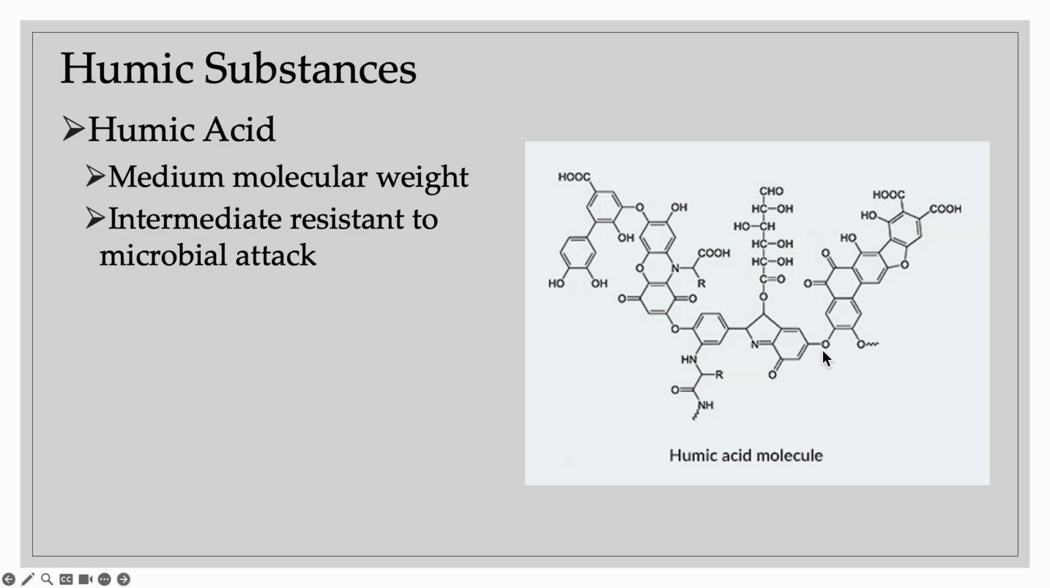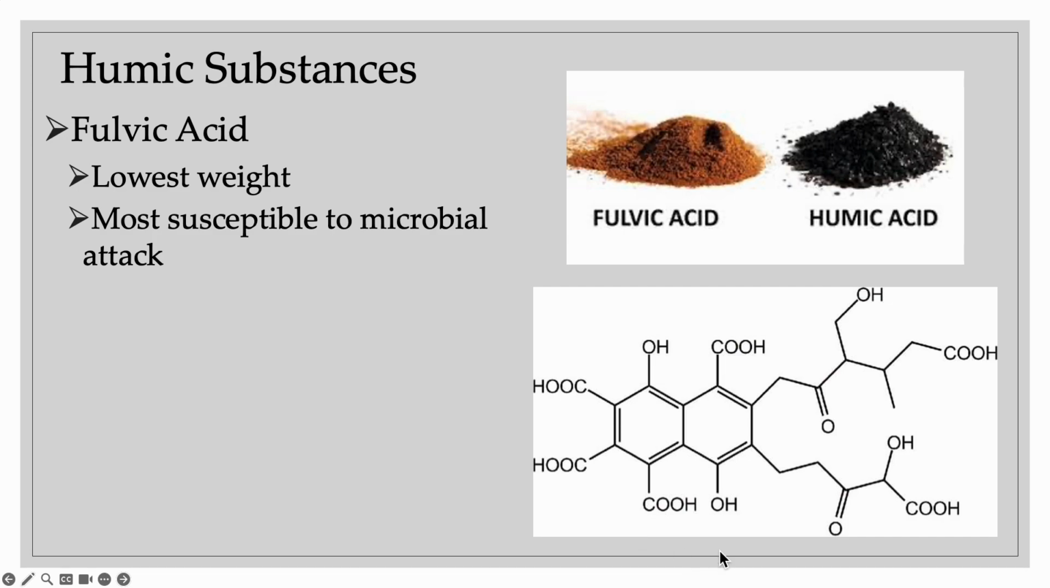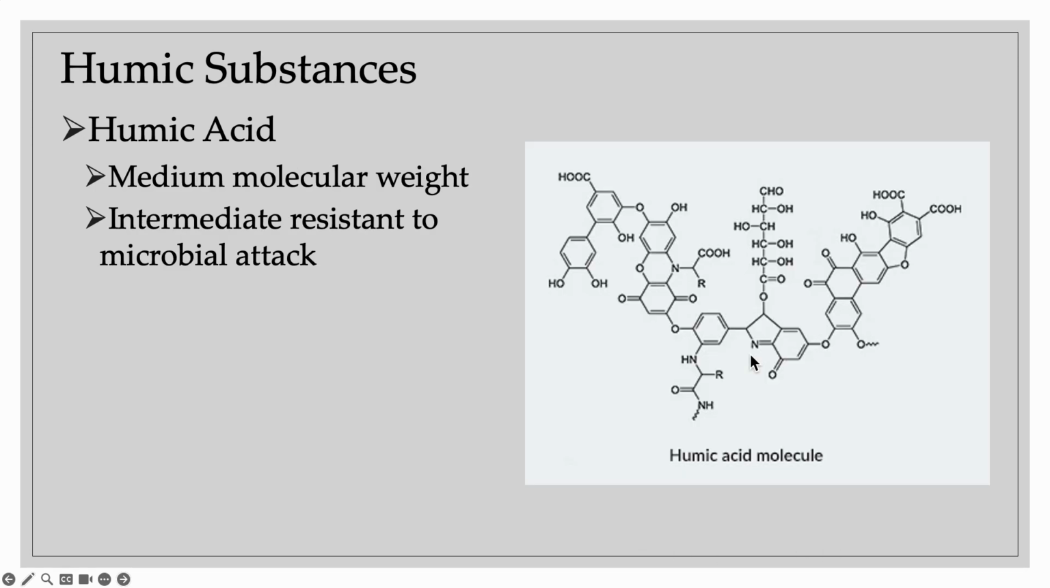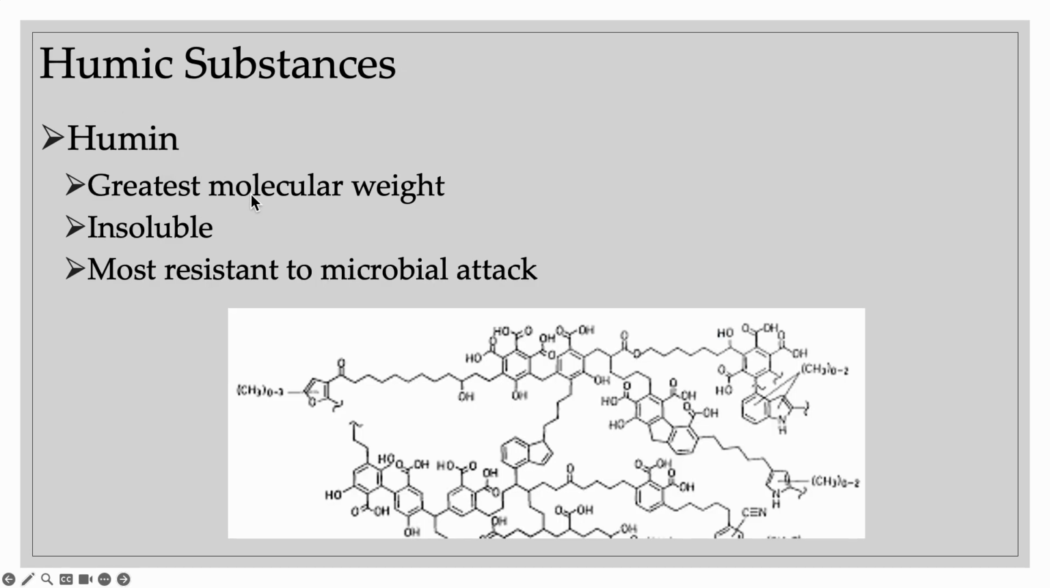Next, we have humic acid. And so as the molecular weight increases, the resistance to microbial attack increases. Notice the difference in how many phenolic rings there are now compared to this molecule. So this is ultimately the progression from plant leaf, corn crop stalk, to a fulvic acid, into a humic acid, and then finally into humin. And look at this structure. There are so many bonds and phenolic rings, and these are hard bonds to break, and so it's very resistant to microbial attack.